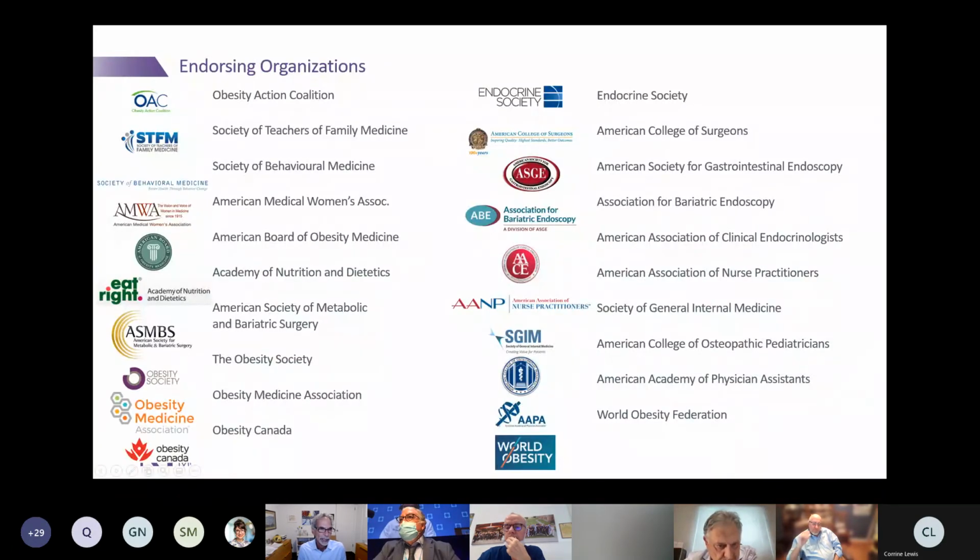And lastly, to end up, this work was endorsed by multiple societies. The reason we did this was political, because we wanted them to be active stakeholders who would then promote it to their own members. So that's why we went out and had stakeholders, including the World Obesity Federation and Obesity Canada, endorse these and sign on to them.